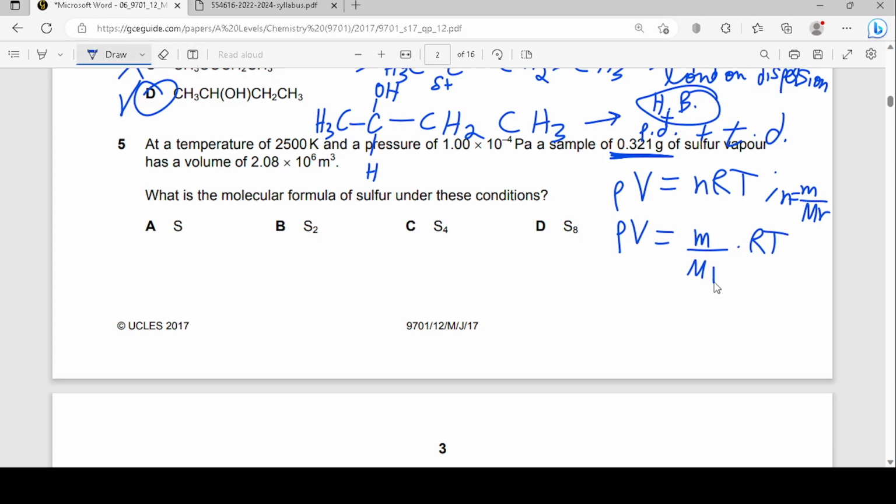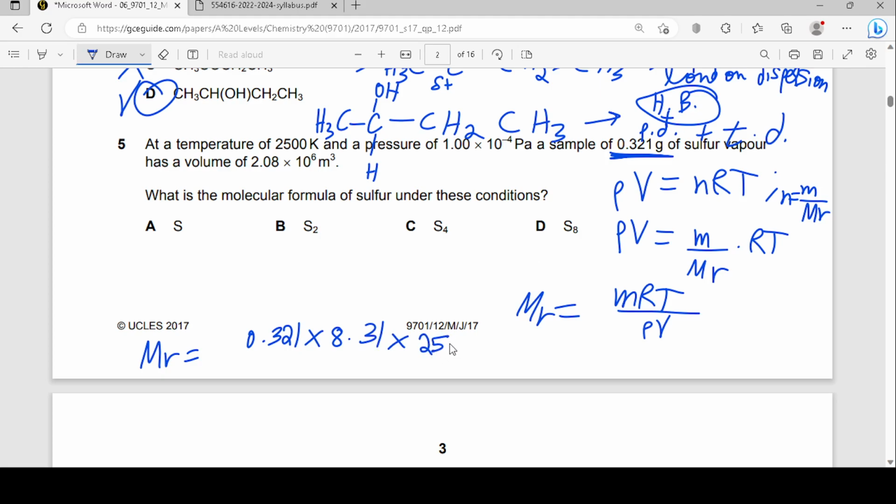Now we don't know the Mr, right? To find the molecular formula, I will first determine the Mr because I know everything else. So Mr equals mRT over PV. I'll substitute the values in. The mass is 0.321 of that sulfur vapor, and the ideal gas constant is 8.31. The temperature is 2500 Kelvin. This is already in Kelvin, so no need to convert.